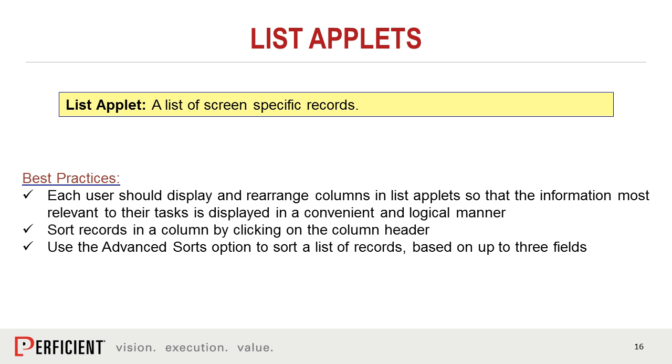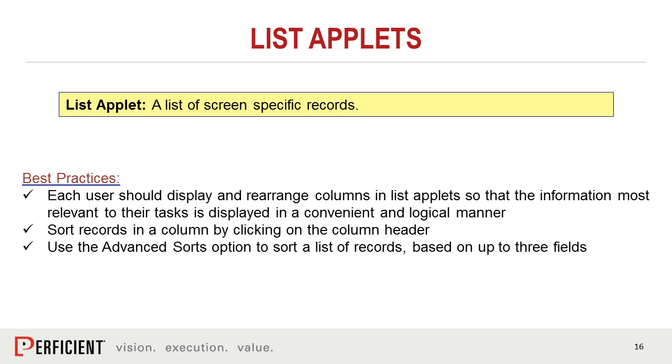They can add or remove display columns via the Columns Displayed menu option, and they can sort columns of information using the sort option within the column header, and they can also query for a specific list of results. So all of those things are possible across every list applet within the application.